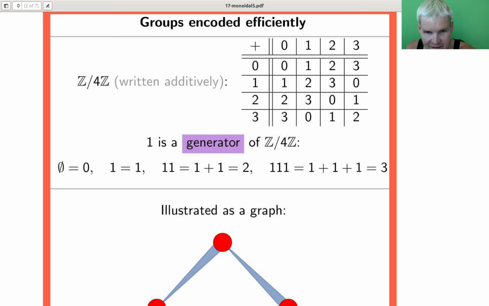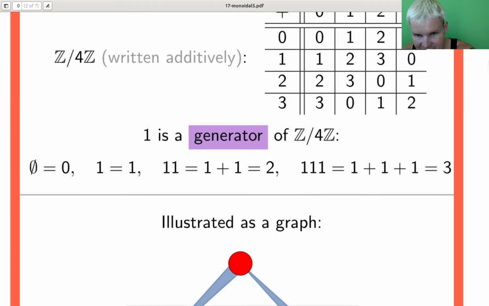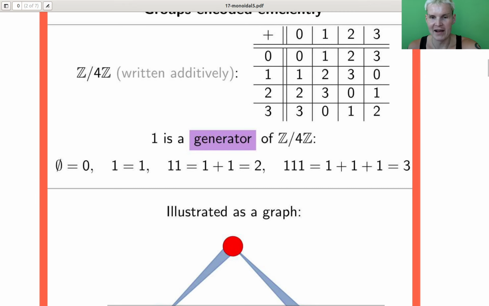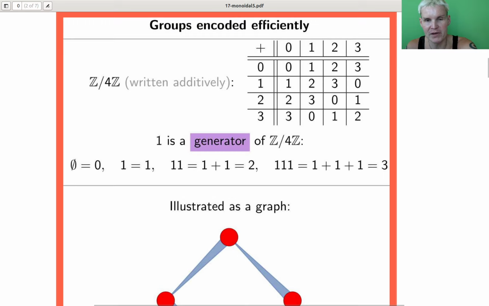And I just write this nicely, stacking them next to one another: 1, 1. It's not 11, it's 1 and 1 next to one another. You'll see that coming back later. And then 1, 1, 1, right? So 1 plus 1 plus 1 is 3. And I've encoded the whole group, essentially, just in this rule. If I add one extra thing, a relation, namely that 4 times 1 is 0 again, I'm going back to where I started. So I only have one generator and one relation, and I encode the whole group using one generator and one relation instead of 16 symbols in my multiplication table.